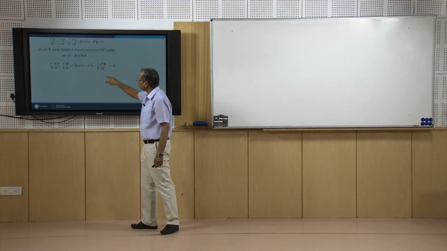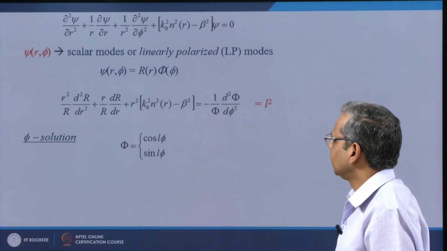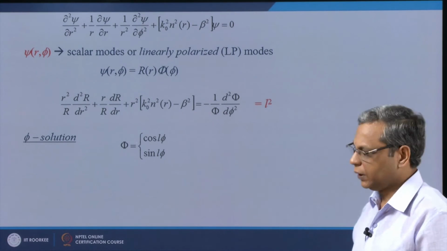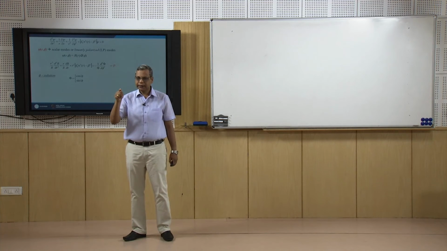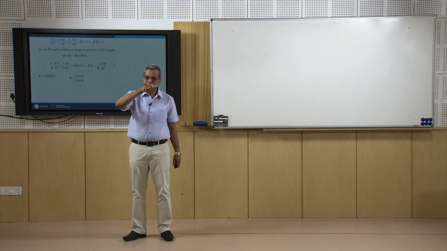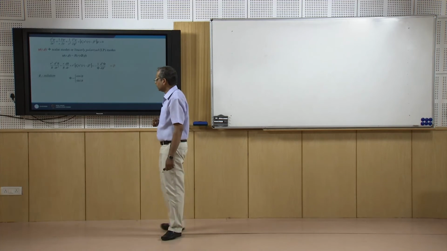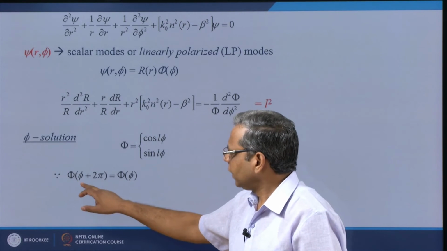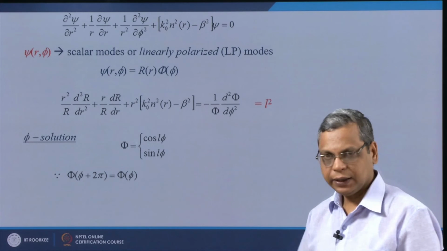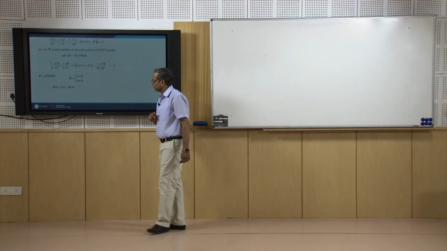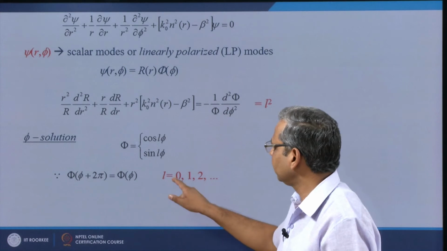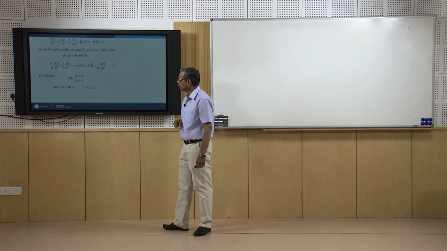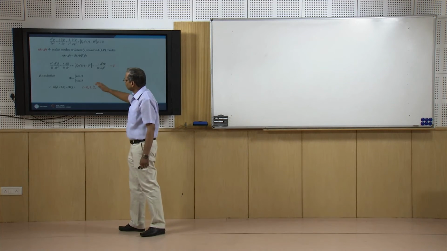So, first let me solve this phi part, and the phi solution comes out to be cosine L phi and sine L phi. I make use of the fact that in the phi direction the solutions are periodic. So, you start at some phi and then you make a round of 2 pi, you come back to the same point. So, capital phi at phi plus 2 pi is the same as phi at phi, so that there is only a single solution. This restricts the values of L to only integer values. So, L can only be 0, 1, 2 and so on. So, this is the phi solution.